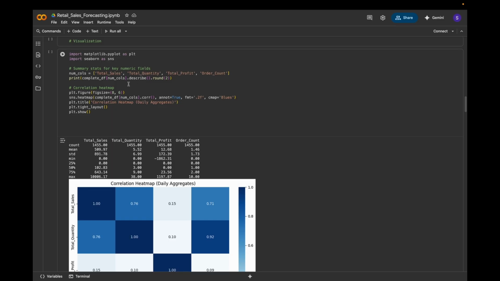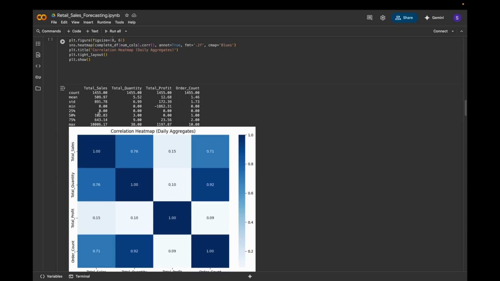Then we move on to plotting the correlation heat map with plt.figure figsize 8 by 6. Then afterwards we create a heat map visualization with complete_df numeric columns correlation. Basically this calculates the pairwise correlation between the numeric fields and visualizes them as a heat map with annotated values over here. Then afterwards we title this visualization and then we plot it.